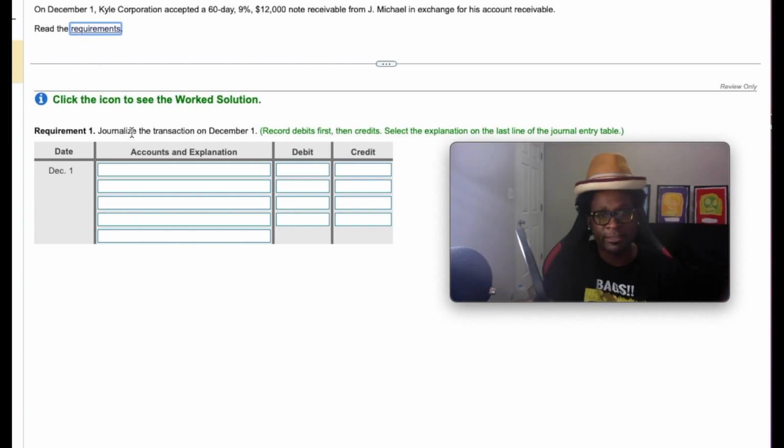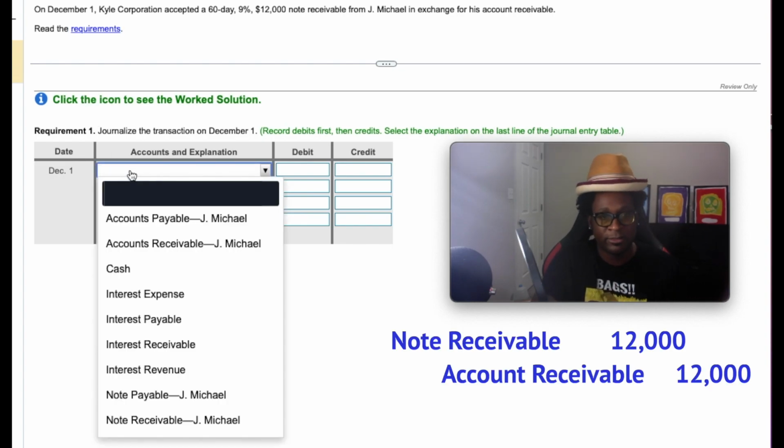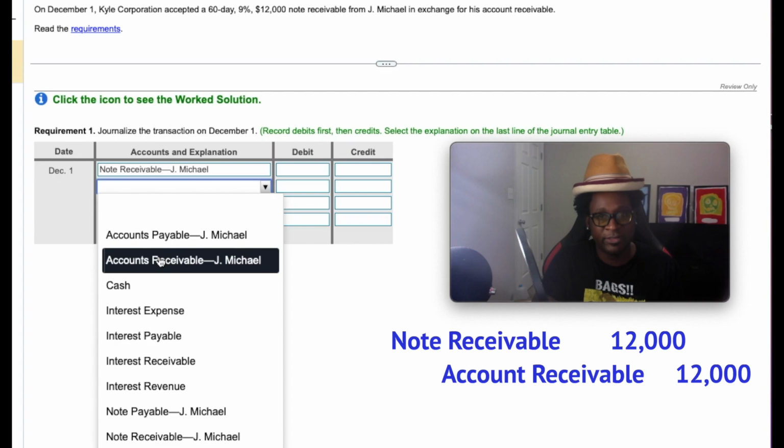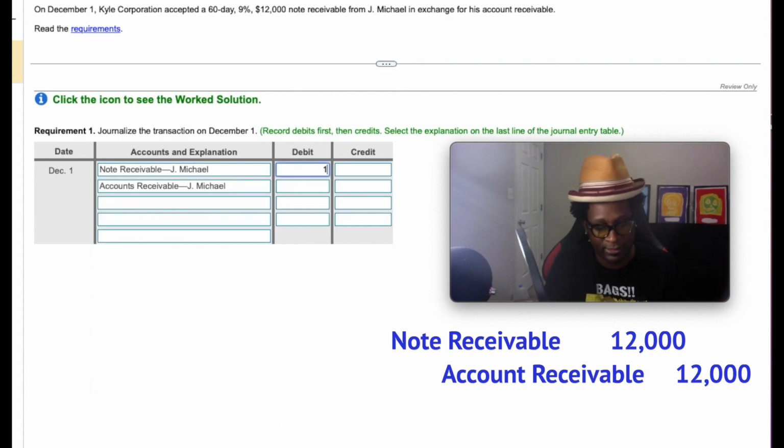Requirement 1 tells us to journalize the transaction on December 1st. So what happened on December 1st, gang? Well, we converted an account receivable into a note. Obviously something went on where it wasn't supposed to be with our customer and we didn't collect. So now we're going to charge some juice. And when I say juice, I mean interest. But in order for us to do so, we have to create a note. Therefore, we're going to take accounts receivable off the books and put a note receivable in its place. So we're going to debit notes receivable J. Michael and credit accounts receivable J. Michael for the $12,000. We are going to check the answer.